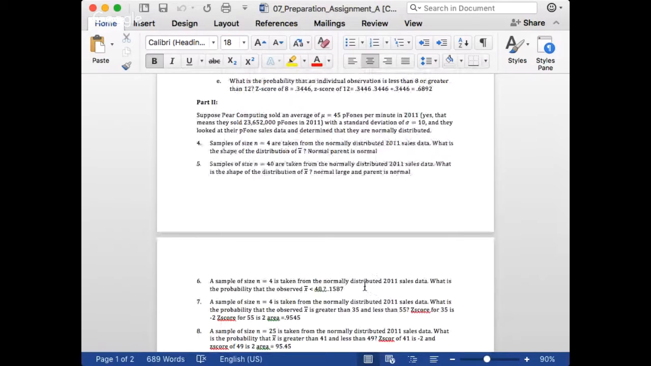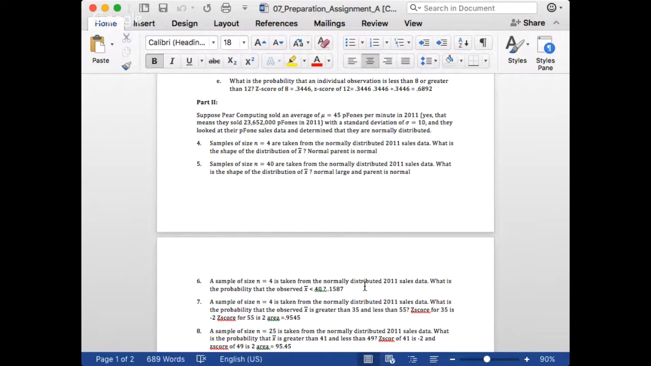This is where we start the math. Question 6: a sample size of n equals 4 is taken from normally distributed data. What is the probability the observed sample mean is greater than 40? So everyone get how you find this? Let's go over it. Get your calculators out. I'll go over the question with you.